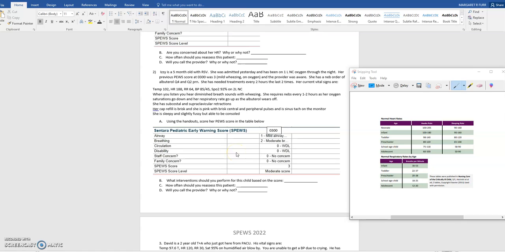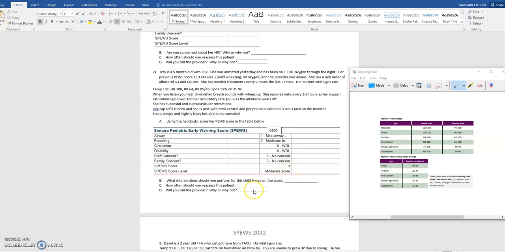Disability, she is fussy and sleepy, so she's going to score a 1 for disability. I'm not super concerned. Mom's not super concerned. That's going to give her a PEWS score of 5. So based on this score, I'm going to see if I can do something about her fever. I'm going to see if I can go ahead and give her some more albuterol. She should be a Q2 reassessment because she's a moderate.